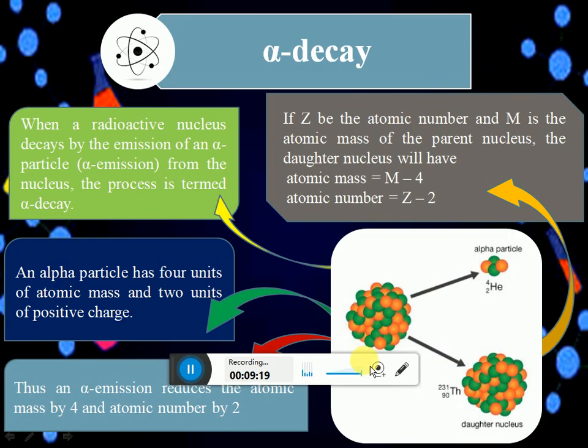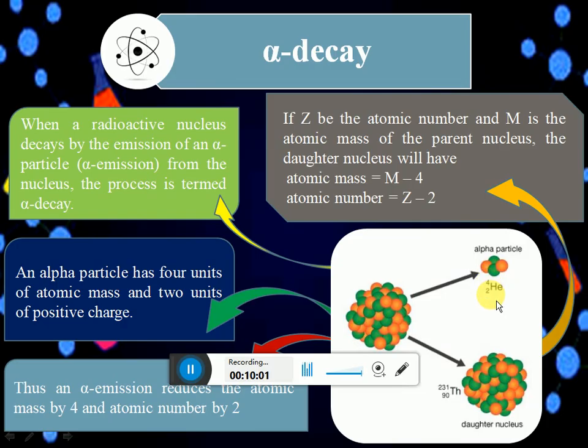See here, this is a parent nucleus which will try to be stable. It becomes the daughter nucleus, and the particle which it releases is called the alpha particle. Here, thorium 231 is a more stable nucleus as compared to this, and this is our alpha particle. Our alpha particle has a mass of 4 units.